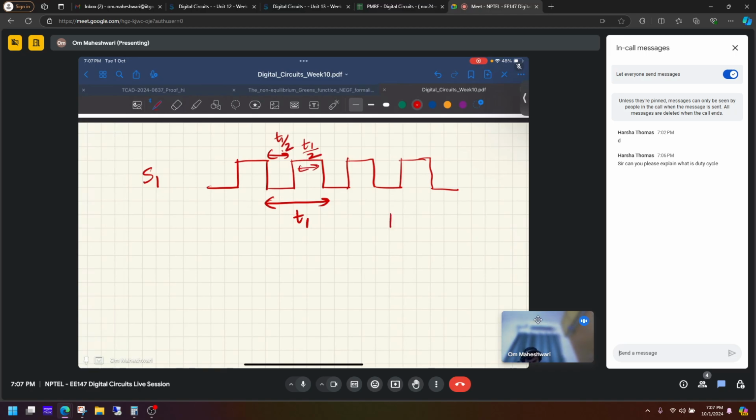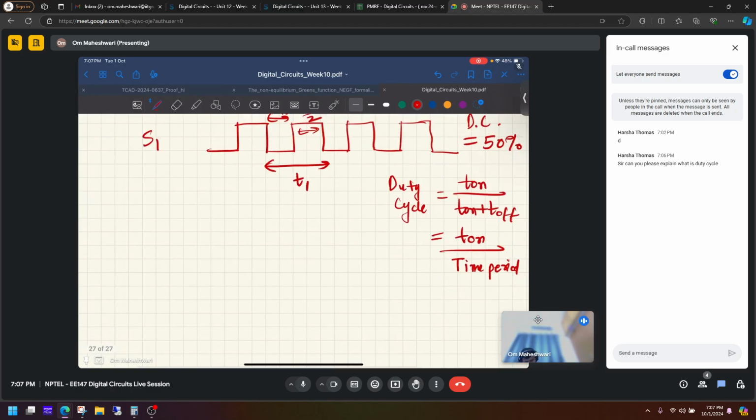So basically duty cycle is T on by T on plus T off, or it can also be written as T on by time period. So for this signal, duty cycle is 50%.